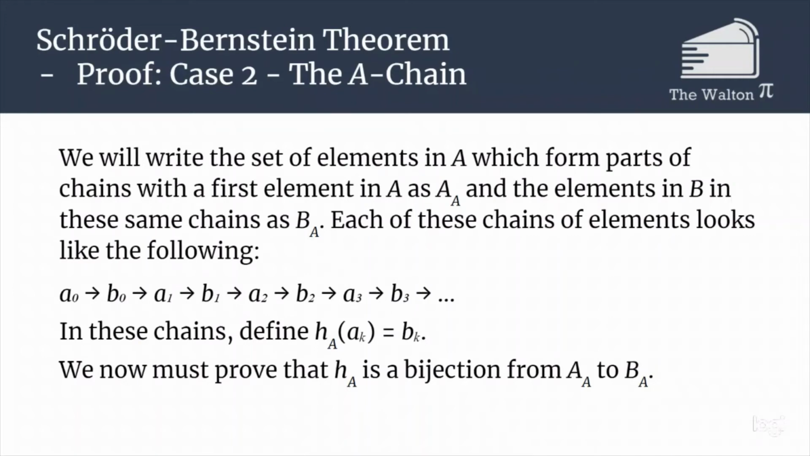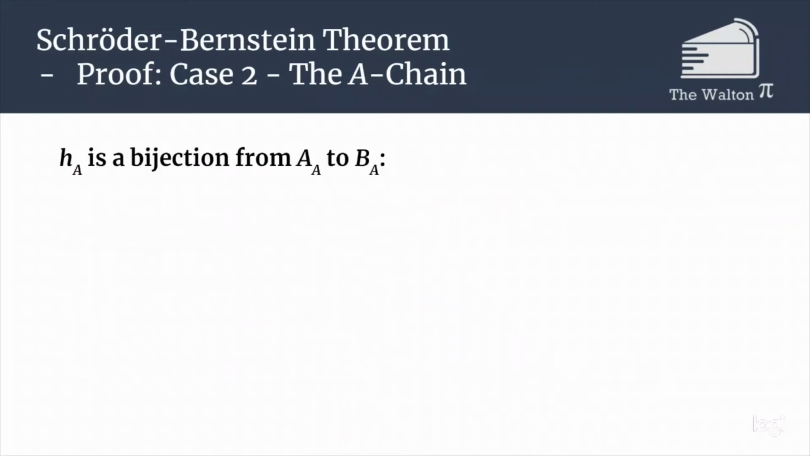We now have to prove it's a bijection. Very similar to the last proof, this is going to follow a very similar structure, except it's going to be a little bit different because we are dealing with slightly different situations. Take a moment to try and prove that h sub A is a bijection from A sub A to B sub A.